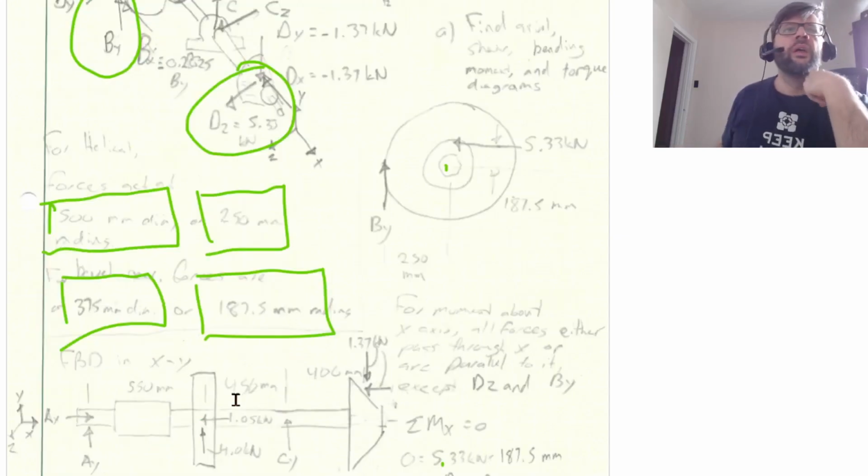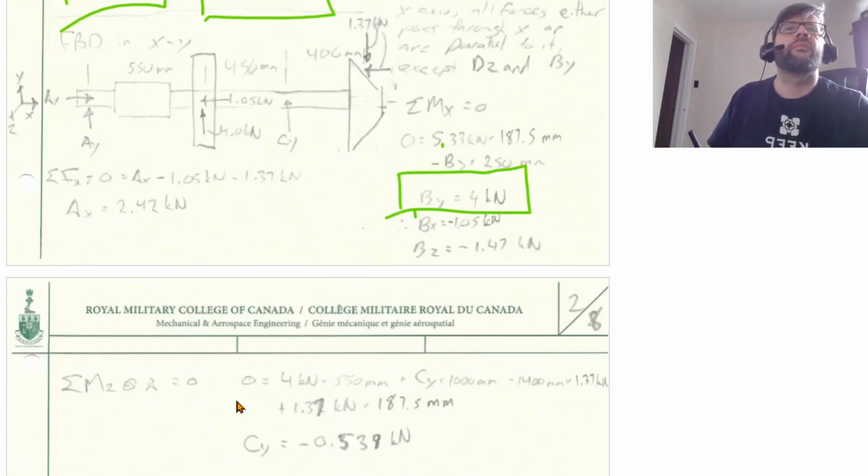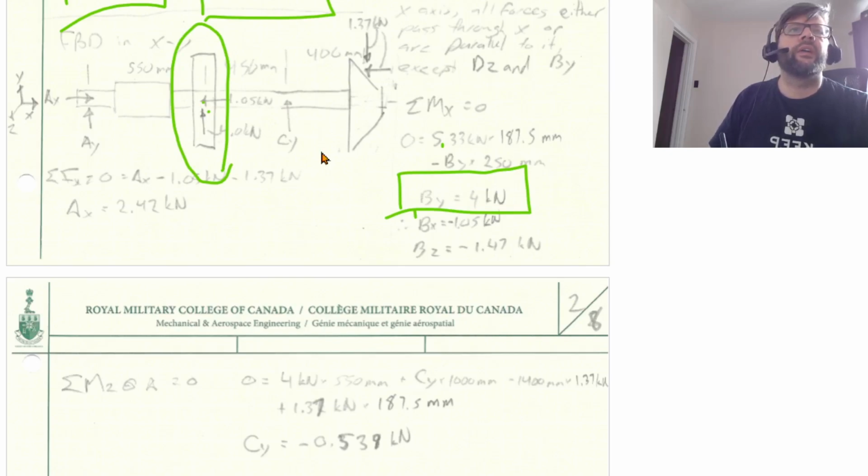So for solving some unknowns, I'm going to start off with a free body diagram of the xy plane. So I'm going to be omitting any forces that are acting in the z direction for this one. Looking at it from the side, the forces on the helical gear are acting in the center here, whereas on our bevel gear, they're acting on the top corner, so they're a bit offset there.